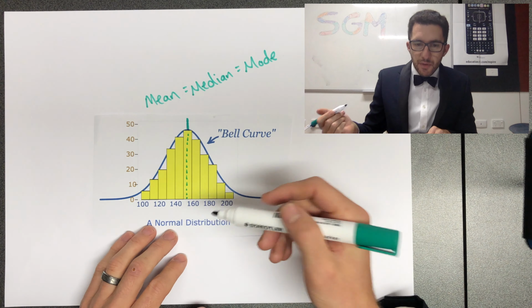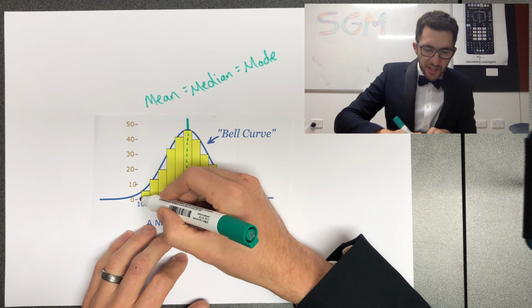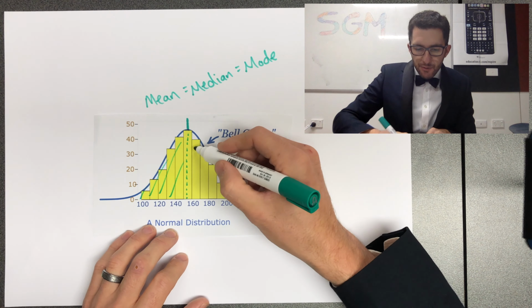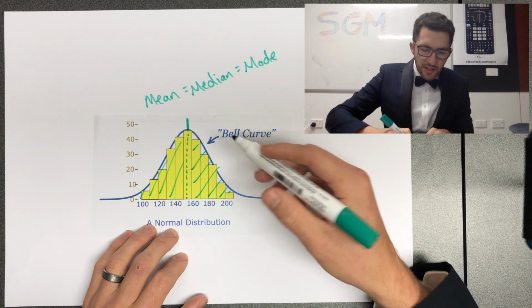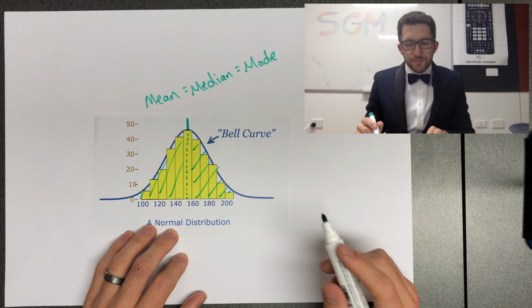So because this is a symmetrical distribution, we've got 50% of our data on that side, and then we've got 50% of our data on that side. So that also serves as our median.